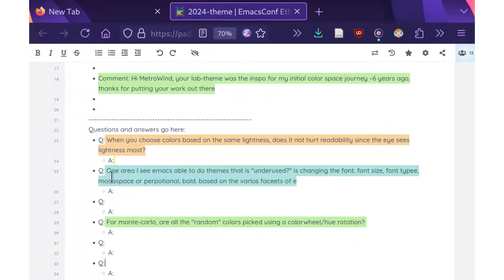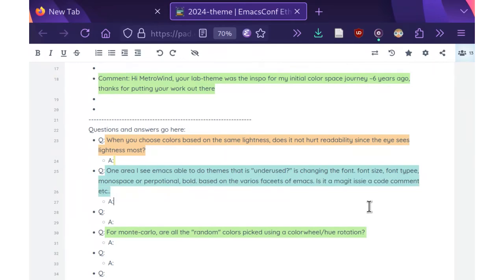One area I see Emacs able to do things underused is changing the font size, font typing, monospace based on various faces. Yeah, so to paraphrase the question, one thing that Emacs is definitely not doing a whole lot of right now is changing the font that is being used, be it the font size or the font family. Sometimes you see themes, especially org mode themes, fontify differently the headers of the documents versus the content. And usually you do have a little bit of contrast that is being introduced. But is it something that you find value in, this type of contrast based on font?